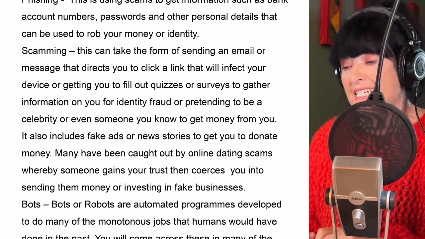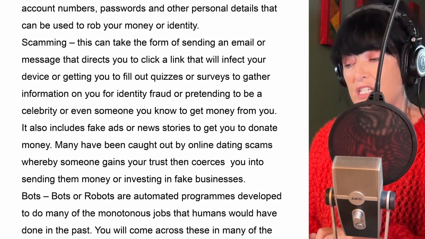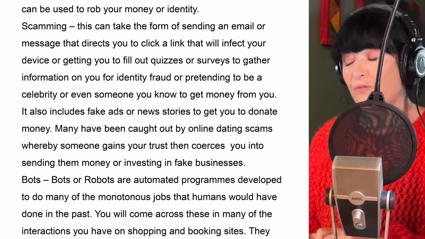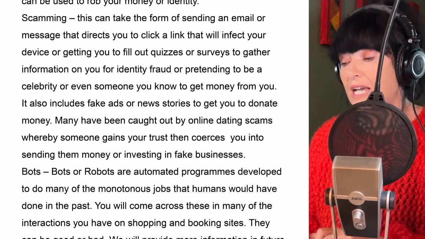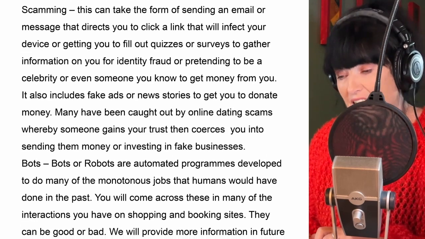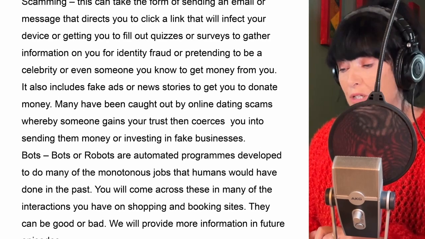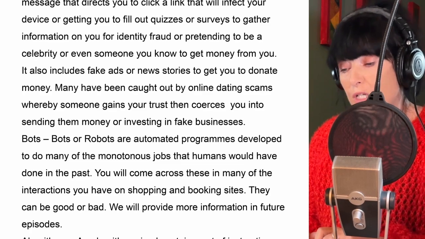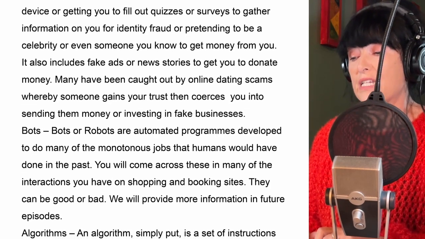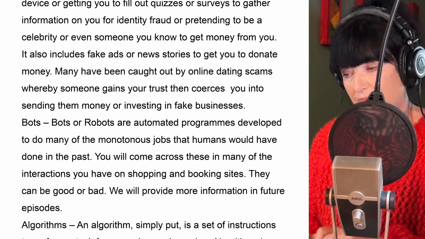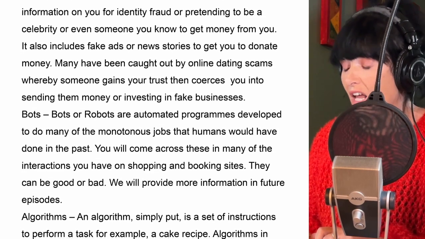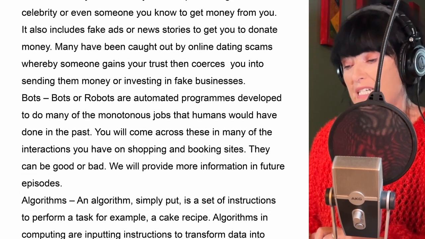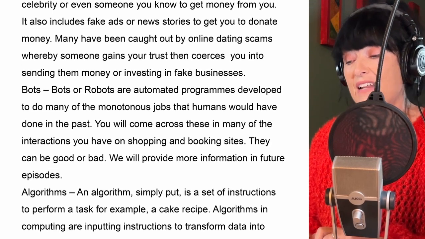Scamming. This can take the form of sending an email or messages that directs you to click a link that will infect your device, or getting you to fill out quizzes or surveys to gather information on you for identity fraud, or pretending to be a celebrity or even someone you know to get money from you. It also includes fake ads or news stories to get you to donate money. Many have been caught out by online dating scams, whereby someone gains your trust, then coerces you into sending them money or investing in a fake business.